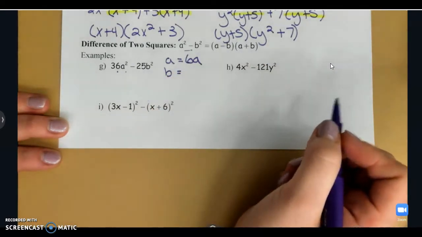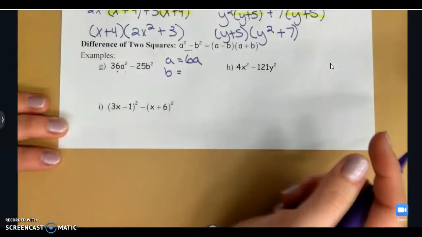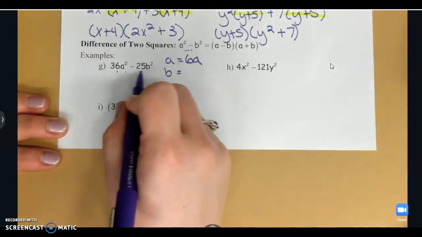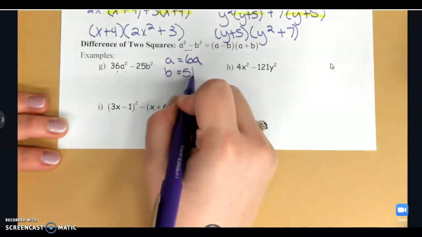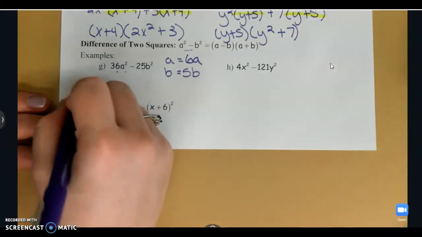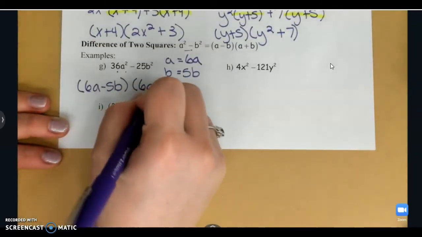Because if I were to square 6a, you have to square the 6 and the a, and that would give us the 36a squared. And then b, what would give me 25b squared? That would be 5b. So a minus b times a plus b.